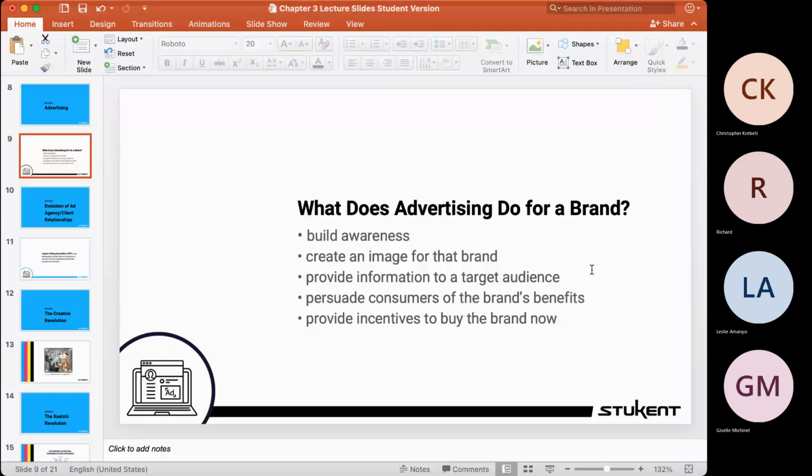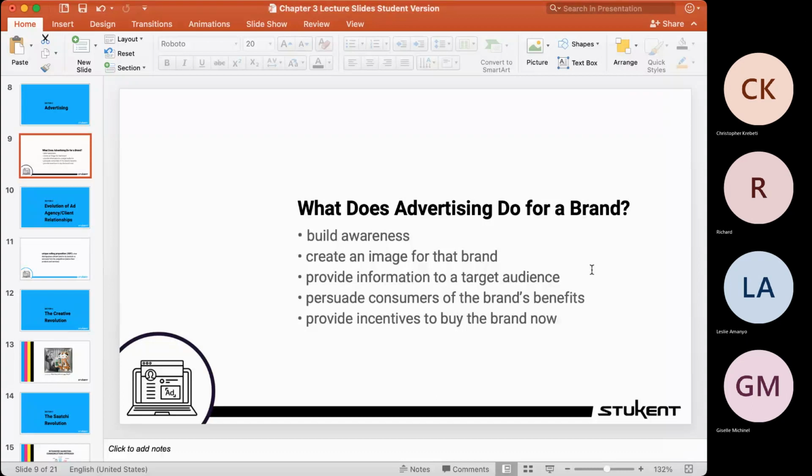Again, advertising provides information to a target audience. So there's information you want your consumers or customers or the particular target audience within a particular market to hear, and you are communicating that information. Advertising is what helps you to do that.